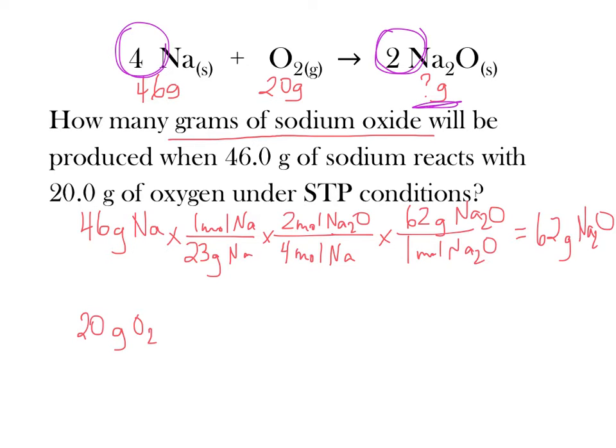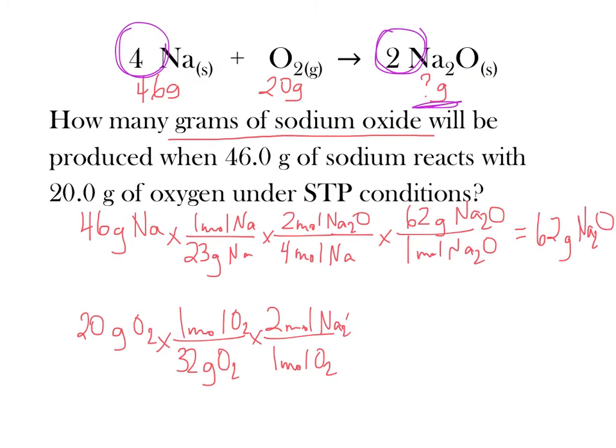Actually, pause your video right now. You do the exact same thing with oxygen, and pick it back up and see if we got the same answers. All right, well, hopefully you did that. We're going to go 32 grams of oxygen per mole. 1 mole of oxygen will produce 2 moles of Na2O. And 1 mole of Na2O has a mass of 62 grams.